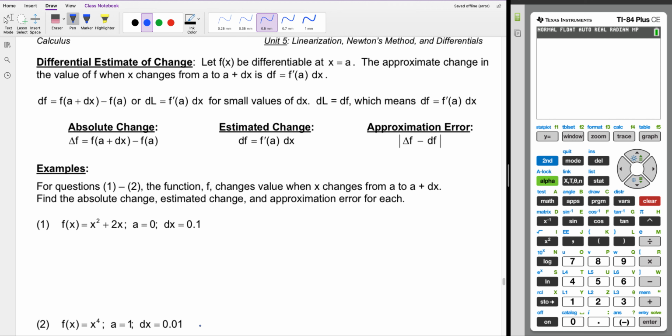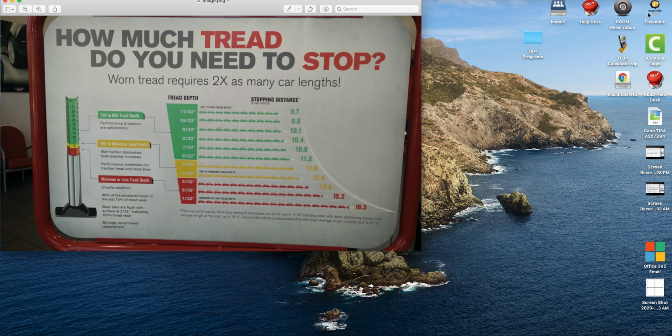It talked about braking distances and also tire tread. And I thought to myself, this is probably not the best thing to admit, but this is what I think about in my own life. I was like, this is a great application of differentials.